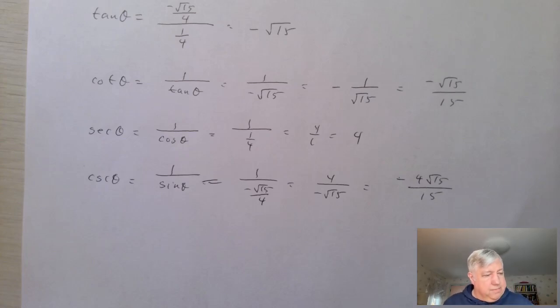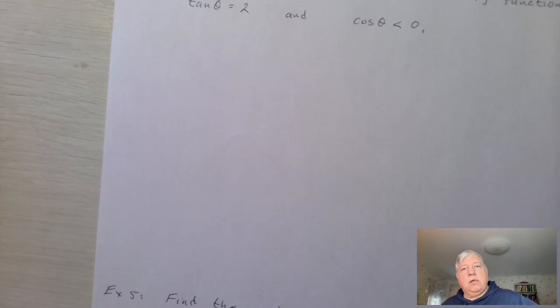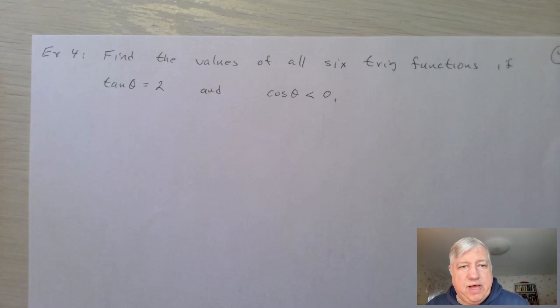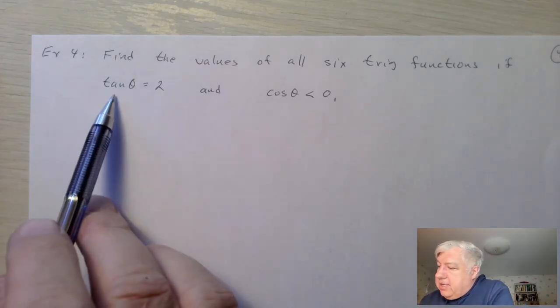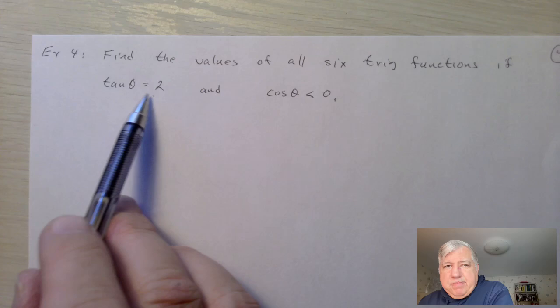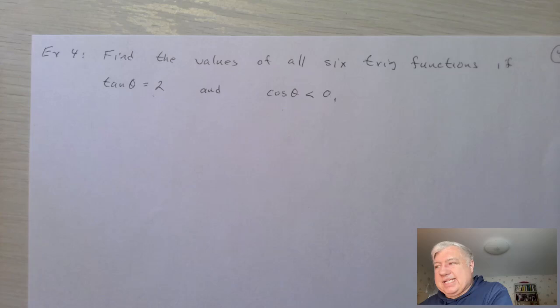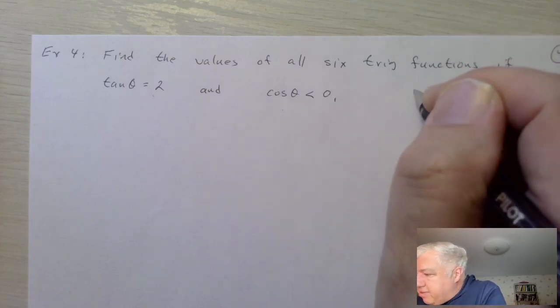All right. Some more examples. So now let's say here we're given the value of the tangent, and the only other information we're given is that the cosine is negative. Well, that should be enough to tell you what quadrant the angle's in, because if the tangent is positive, that means the sine and cosine have to be of the same sign, and the cosine is negative, so that means the sine is negative. So we're talking about the third quadrant.